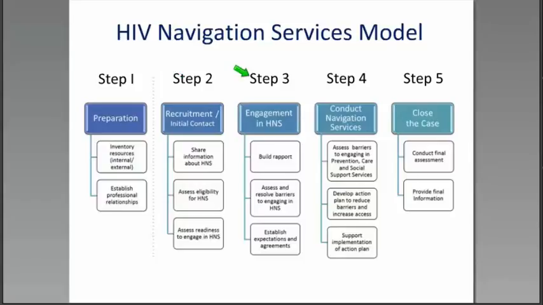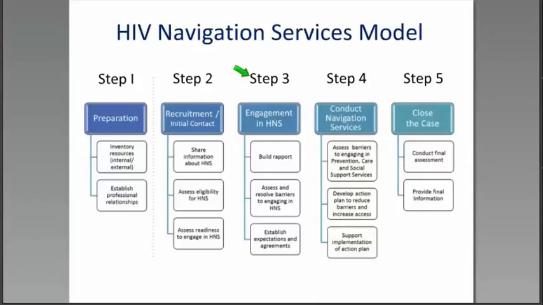And speaking of engagement in HNS, this is a step that we think is critical even before providing actual navigation services. This is step number 3, engagement in HNS. It is in this step where the navigator is building rapport with the client, as well as assessing and resolving barriers for the client to engage in HNS services. So let that sink in for a minute. Assess and resolve barriers for a client to engage in HNS.